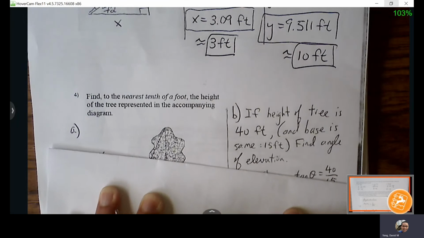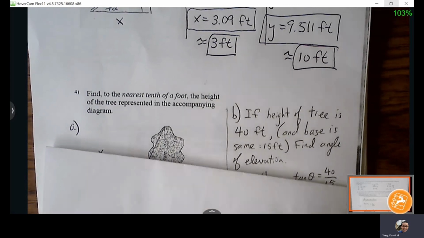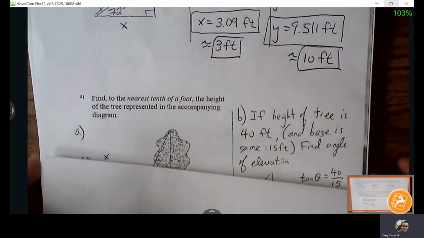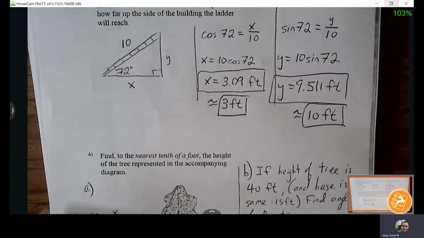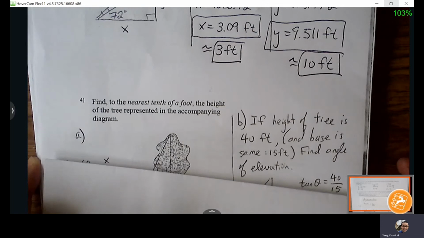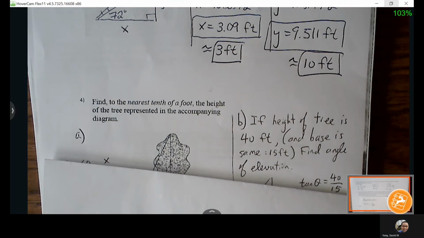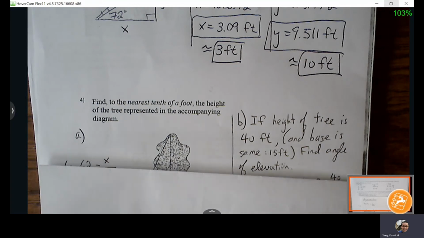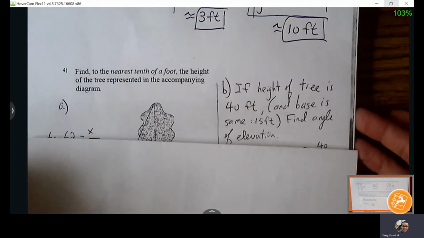Okay, number 4. Any questions up to this point? Number 3, wait, I want to check if I did that right. I got 9.511 and 3. Oh, you're supposed to round it to the nearest inch. No, round to the nearest feet. I didn't read that part.